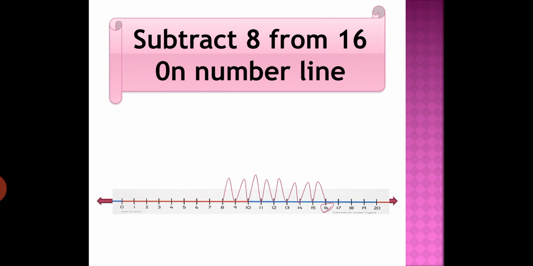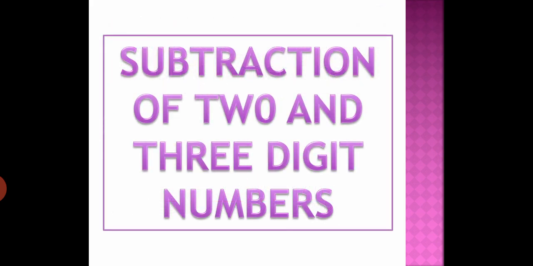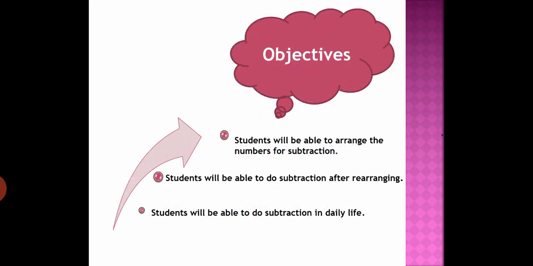Let's proceed to the next topic, that is subtraction of 2 and 3 digit numbers. The objectives of this topic are students will be able to arrange the number for subtraction. Students will be able to do subtraction after rearranging. Students will be able to do subtraction in daily life.